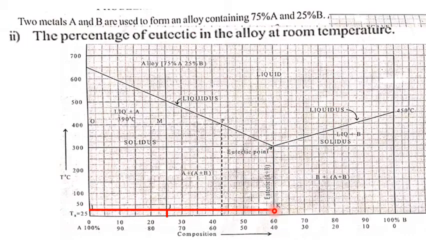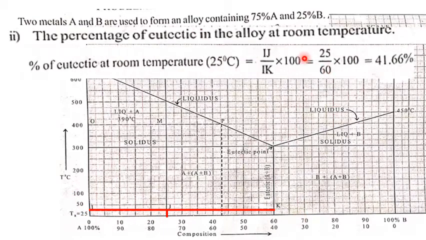So we need to stand at K, and the length of the opposite arm is IJ divided by IK, into 100. So what is IJ? It is 25, divided by IK, the total length of the arm, which is 60. So we'll get 41.6. Normally these types of problems are asked for 6 to 8 or maybe around 10 marks also, where there will be a few conditions, and according to those conditions you need to take up each one.